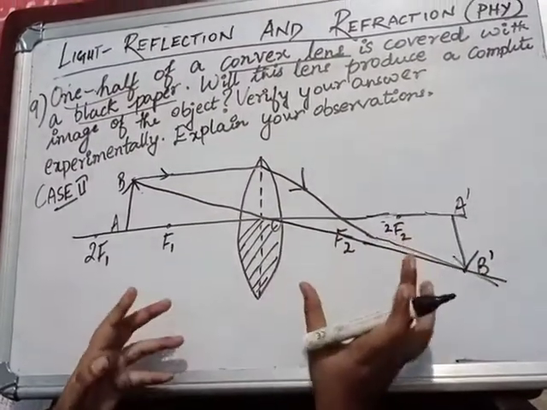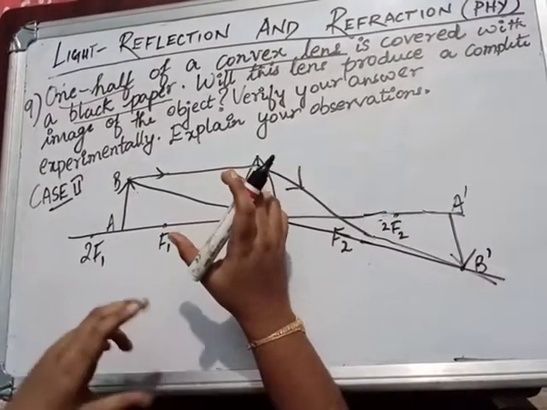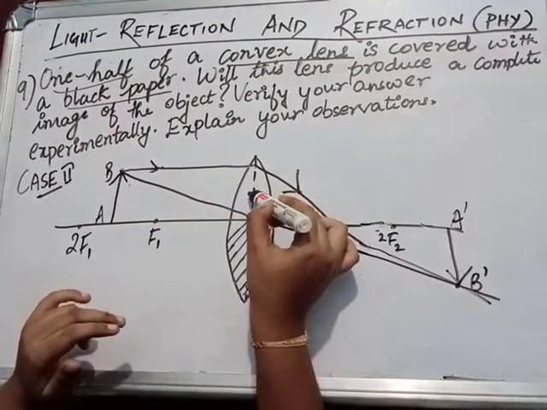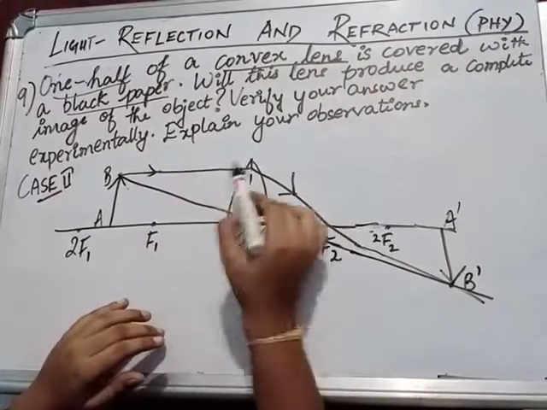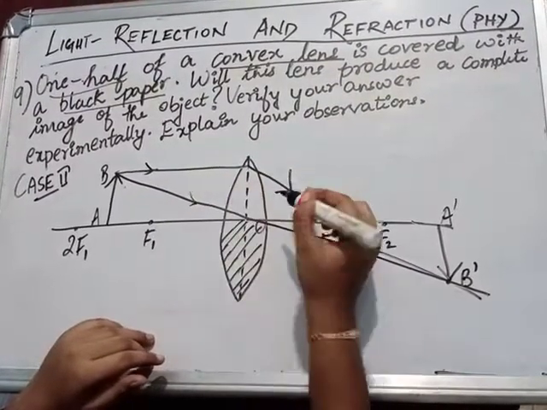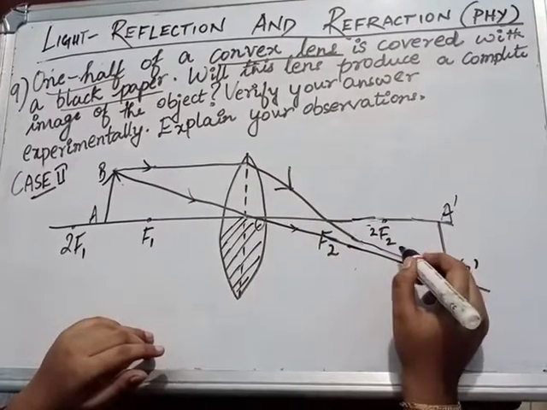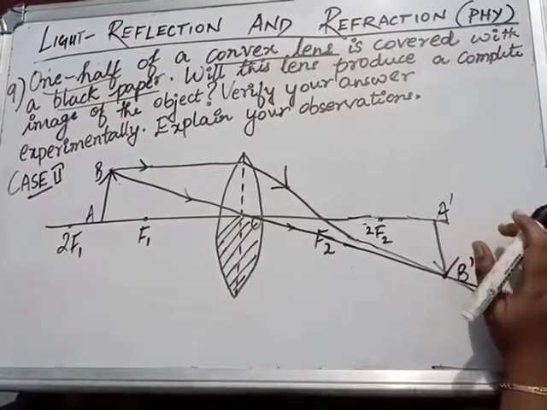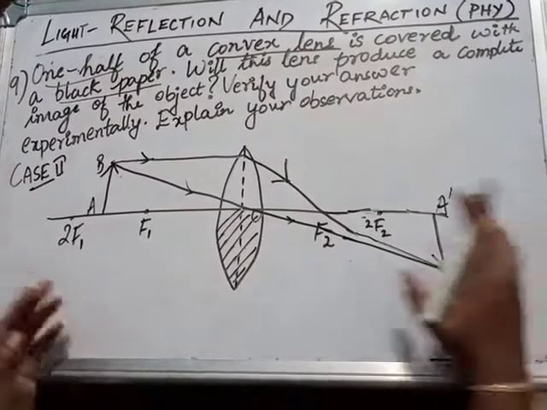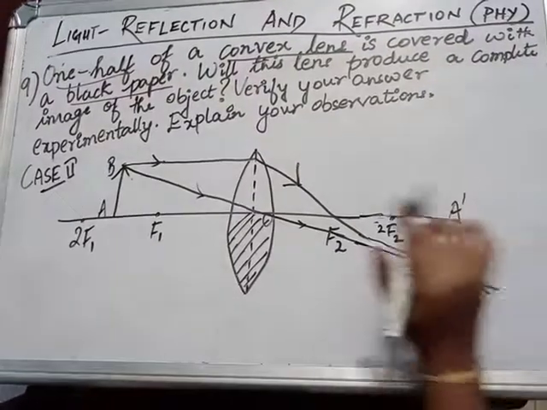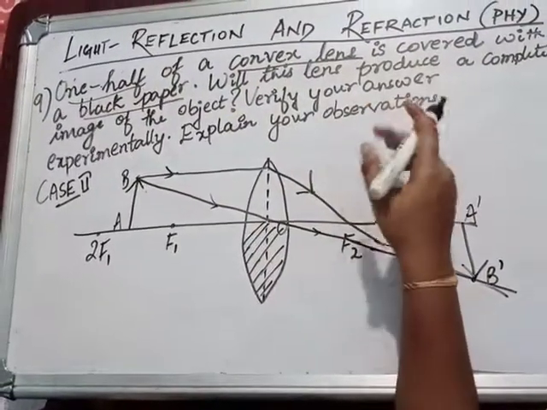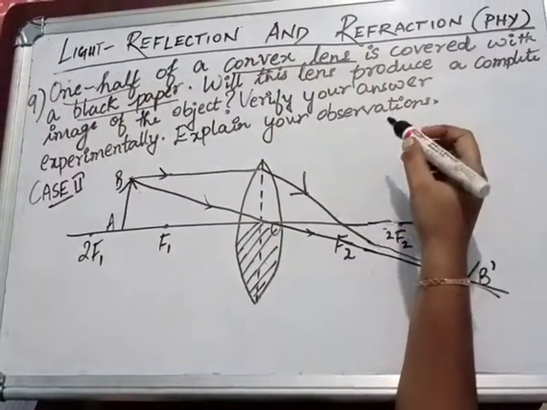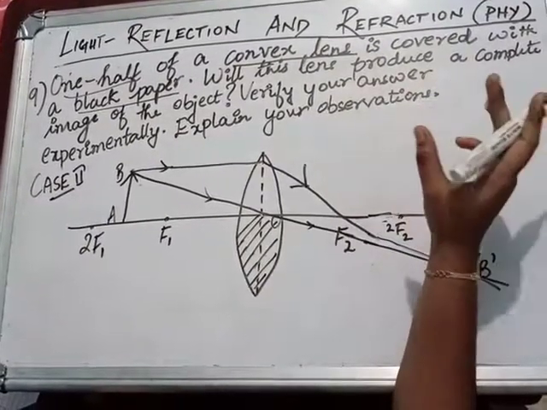So what can you say after seeing this? In this case, a ray of light coming from the object is refracted by the upper half of the lens, and all the refracted rays meet together on the other side of the lens to form the image of the given object. So therefore, the convex lens will form a complete image of the object even if one half of the lens is covered. Even if one half was covered, the image formation will not be stopped by the lens.